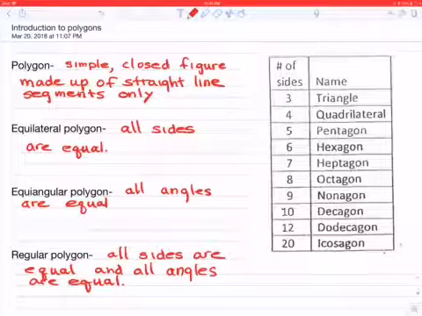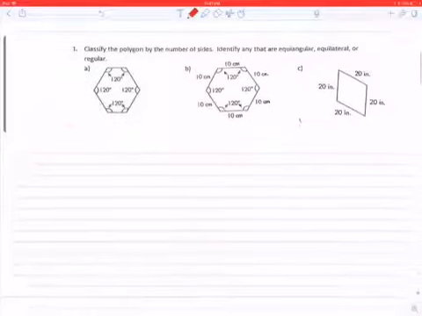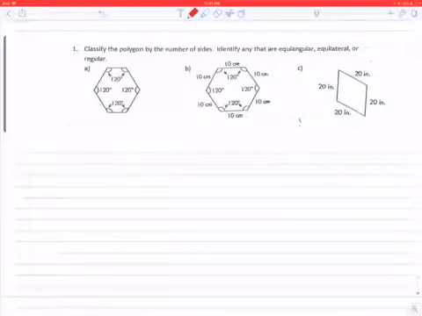Polygons can be further classified by the number of sides that it has. So if it has 3 sides, we call it a triangle. 4 sides, we call it a quadrilateral. 5 sides, a pentagon. 6 sides, a hexagon, and so on. So we want to classify the polygons below by the number of sides and identify any that are equiangular, equilateral, or regular.